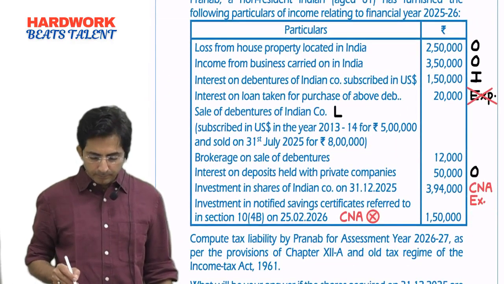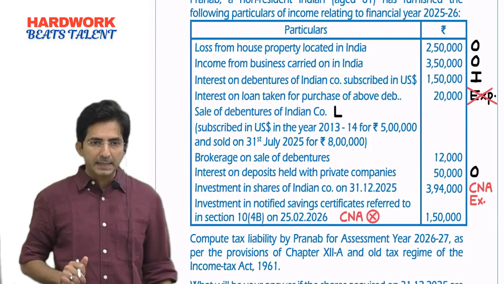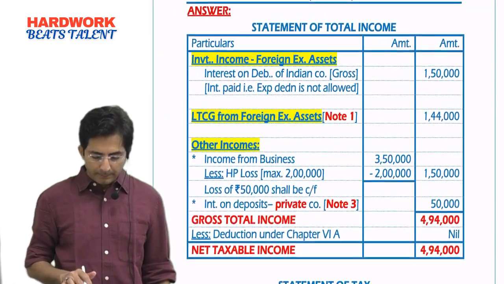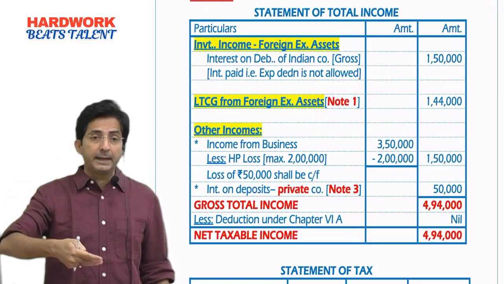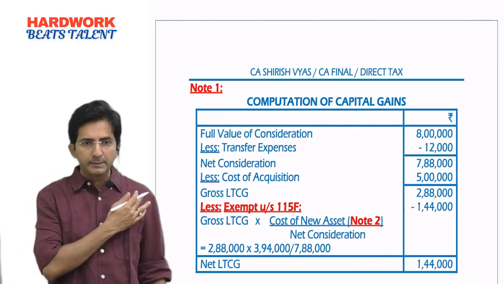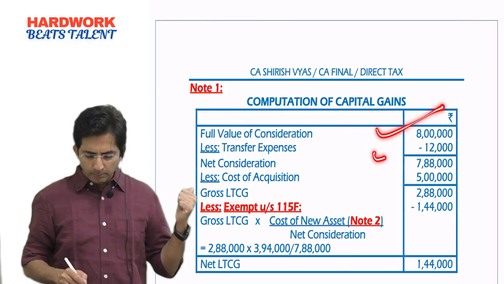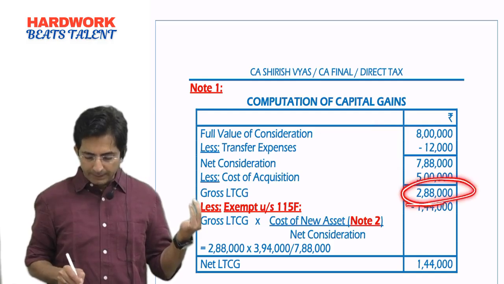Then ILO, what is the next category? L. L for long-term capital gain. But for long-term capital gain, I have shown a working note because we will have to calculate the capital gain and then claim the exemption. And how will you calculate capital gain? See, the working is simple. Look, the debenture selling price was given as 8 lakhs, brokerage was given, which will come in transfer expense, cost was given as 5 lakhs. So your capital gain is 2,88,000.